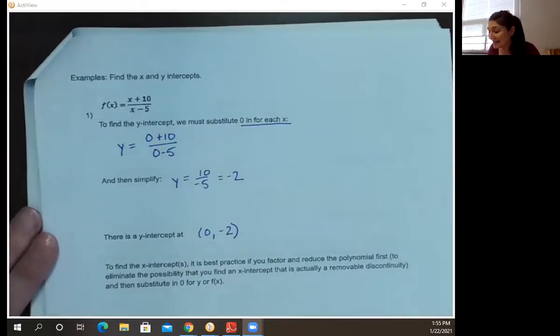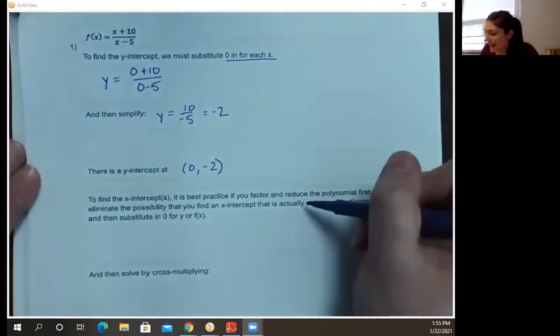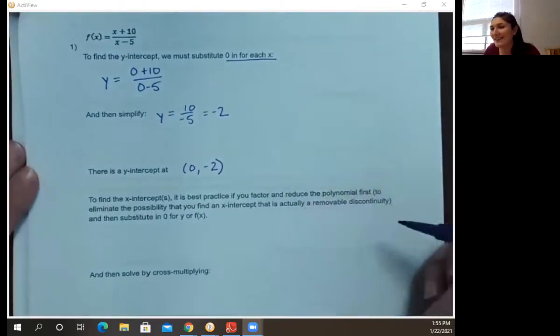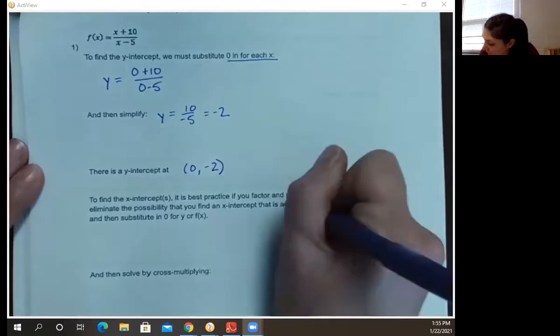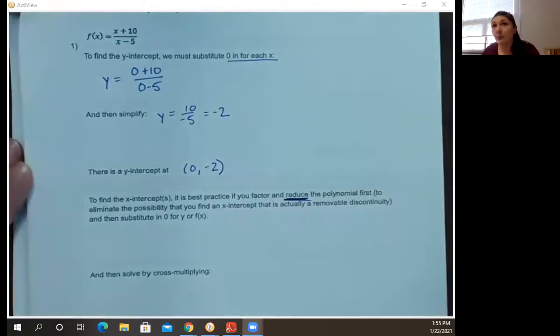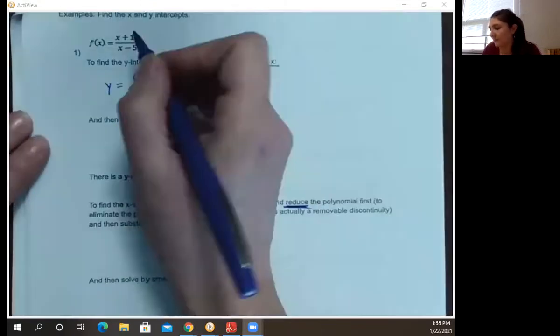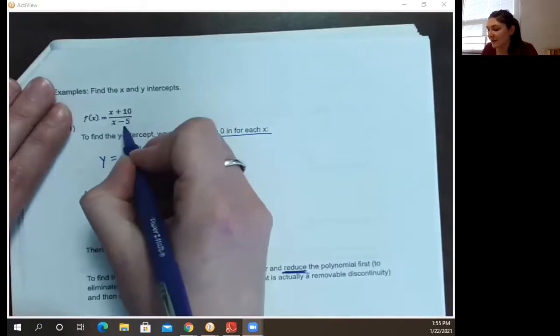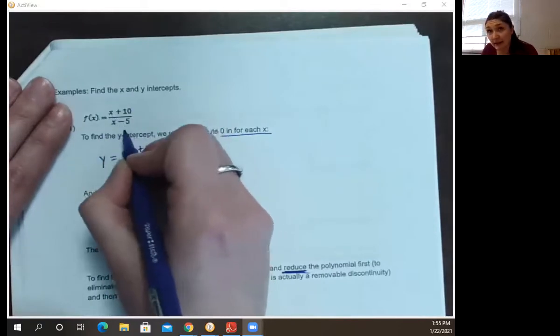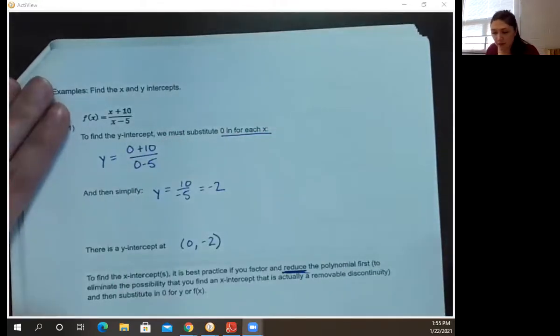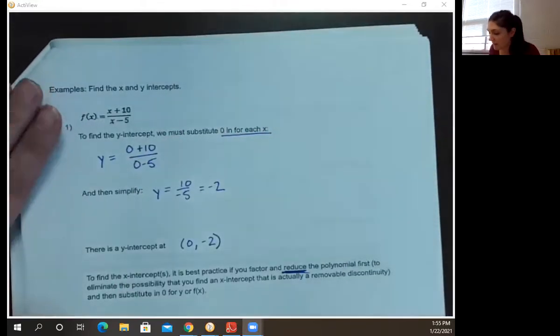Now to find our x-intercepts, we have to make sure that we're not accidentally identifying a hole as an x-intercept. So what I need to do is make sure that I reduce before we try to find x-intercepts. So as I look at my function, x plus 10 over x minus 5, these are not the same, so I can't reduce this at all. I don't have any factors that are common to the top and the bottom.